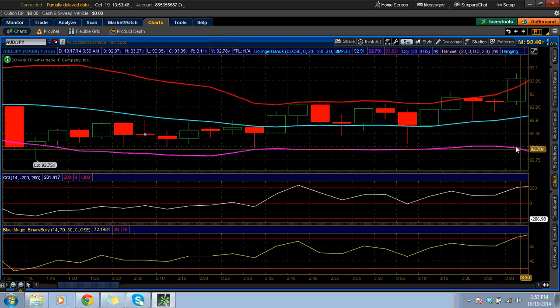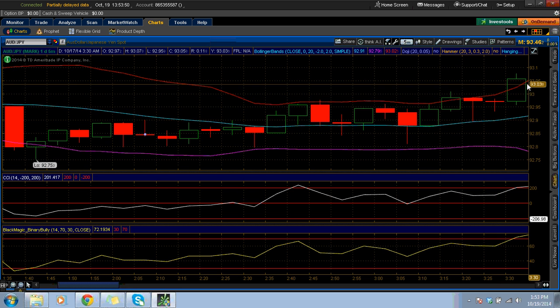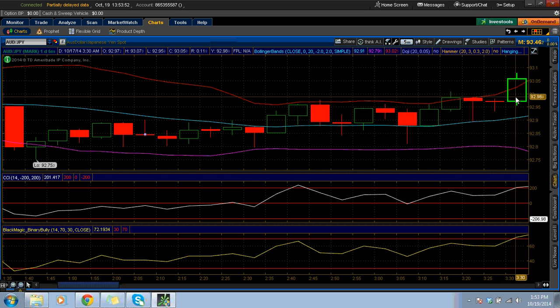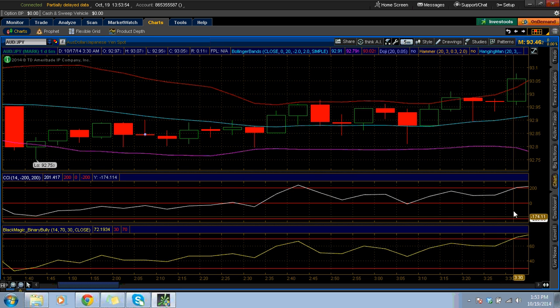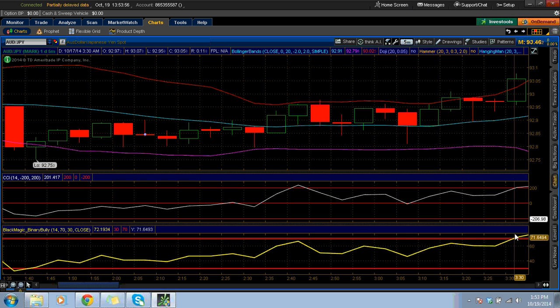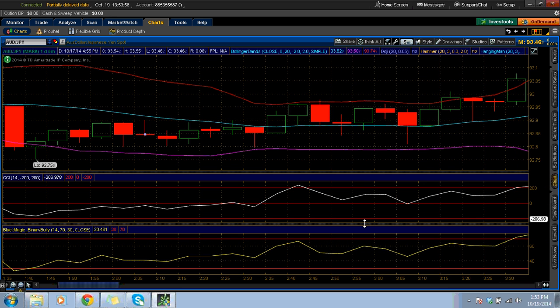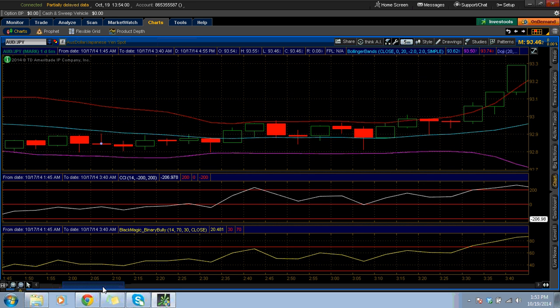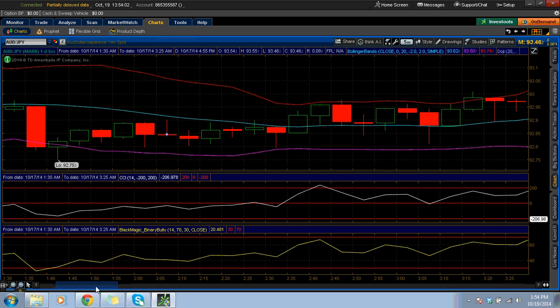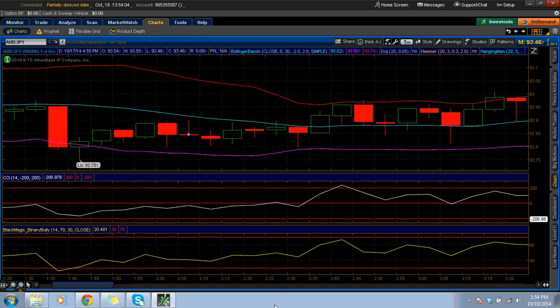When you see expansion like that, going from a constriction to expansion, and you see it break through the Bollinger Band, and look, it broke through the CCI and the RSI. And again, it went up. And most of the time it does. But still, you need to be really, really careful. You need to back test your strategies before taking a trade like that.